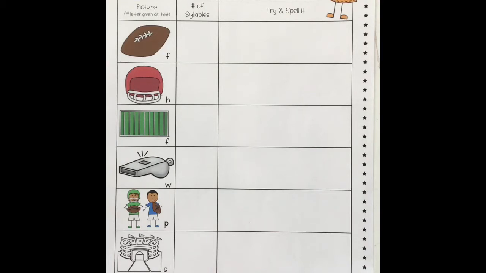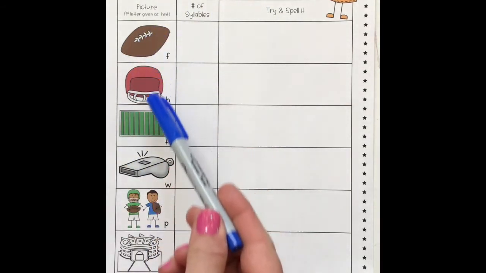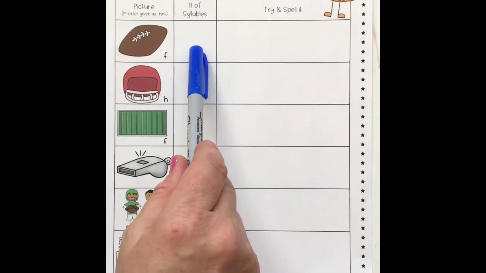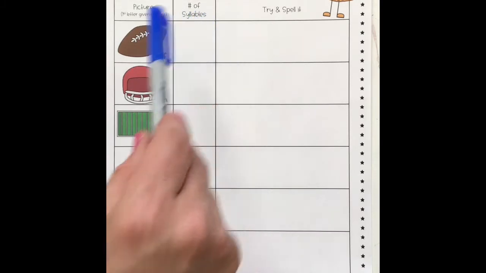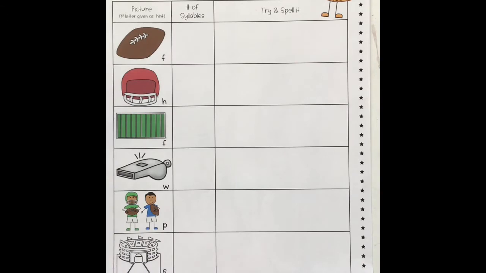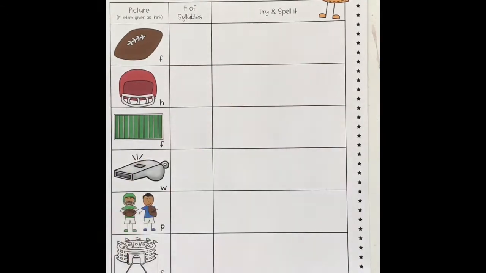Today what we're working on is called Spell It Out. We have some sports pictures over here. This page is in the file that I sent to parents by email early in this week. And today we're going to do this one. So we're going to look at the picture. We're going to say the word. Then we're going to go to this column. We're going to see how many syllables is in that word. And we're going to write here the number of syllables. And then we're going to try and spell it.